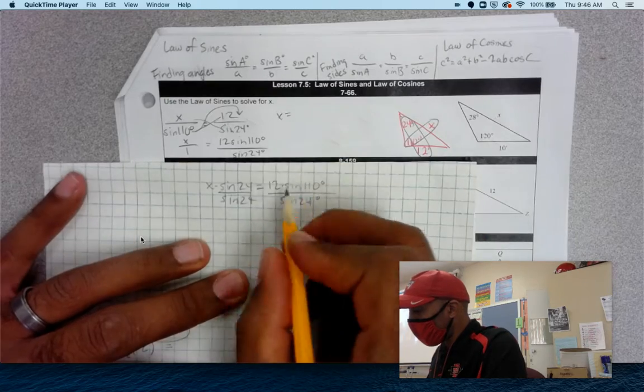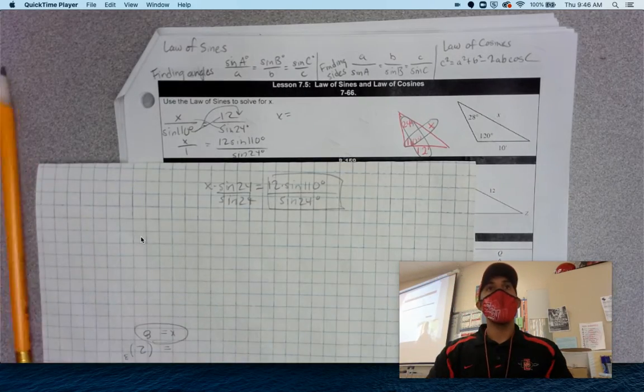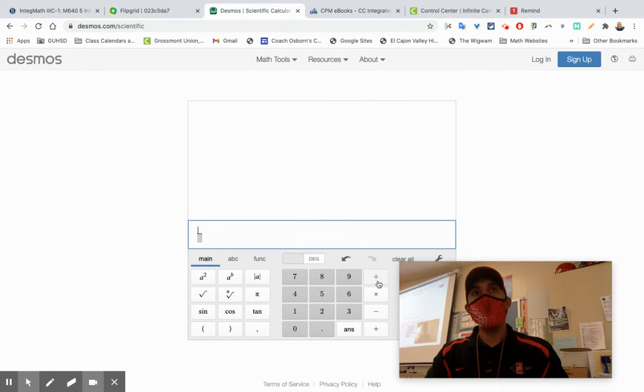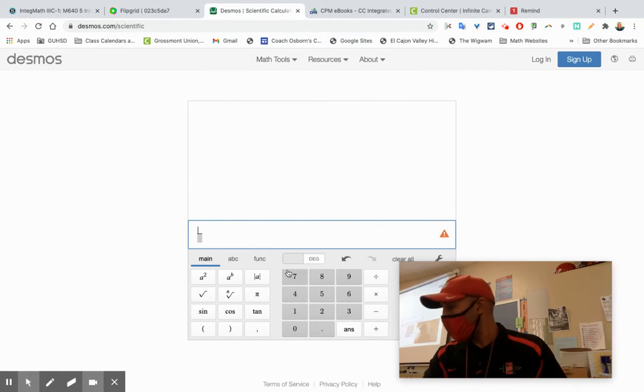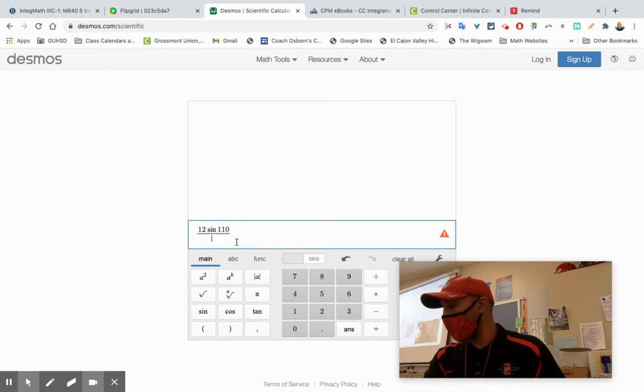Okay, so now the only thing I need to do is plug this in. I'm going to use a scientific calculator, the Desmos Scientific Calculator. So I'm going to hit divide so I can get the little fraction line. I have 12, and I could literally just type this out on the keyboard: 12 times sine of 110. As long as you type the number and then type sine right after it, it's going to multiply the two. And I want to put the sine of 24 on the bottom.